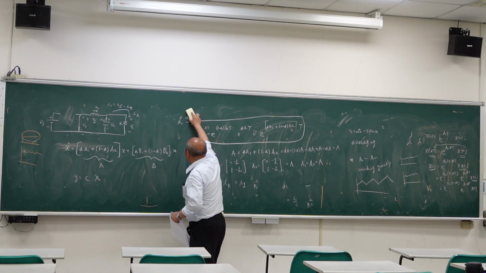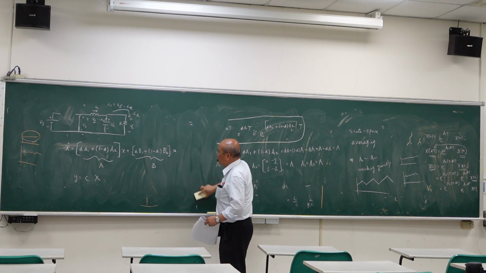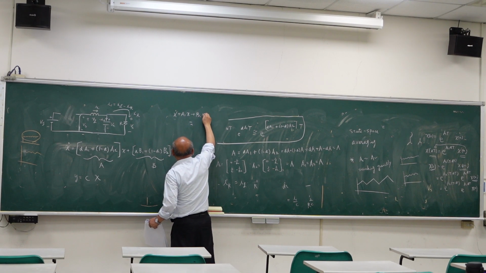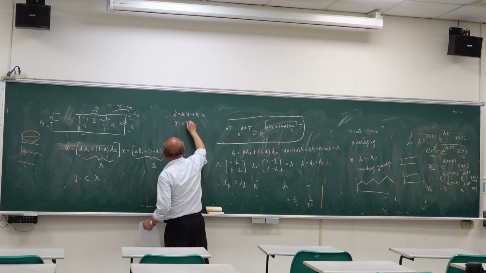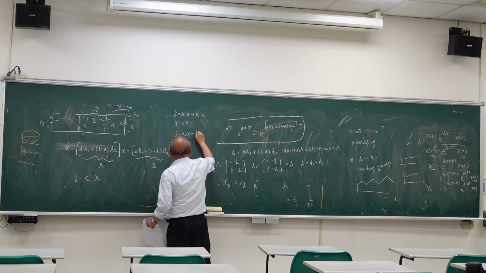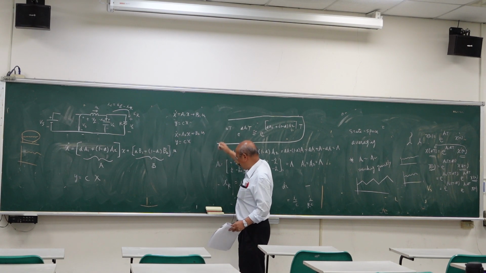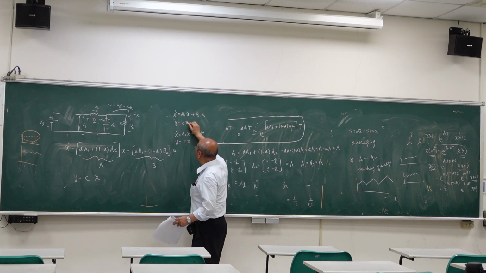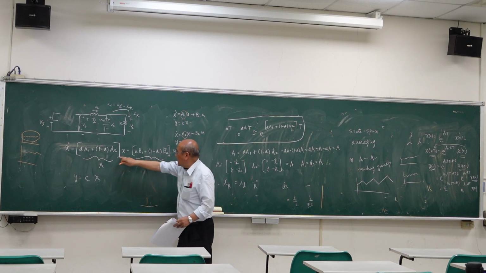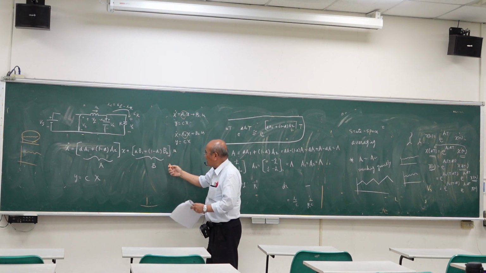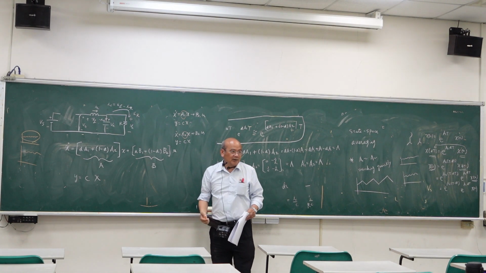So what does this mean? It means we have two systems. The first one is X dot equal to A1X plus B1U, Y equals CX. The next one is X dot is A2X plus B2U, Y is CX. But if the two systems switch very quickly, then we can see A1 and A2 can combine together, become new A. And the B1 and B2 can combine together, become new B.